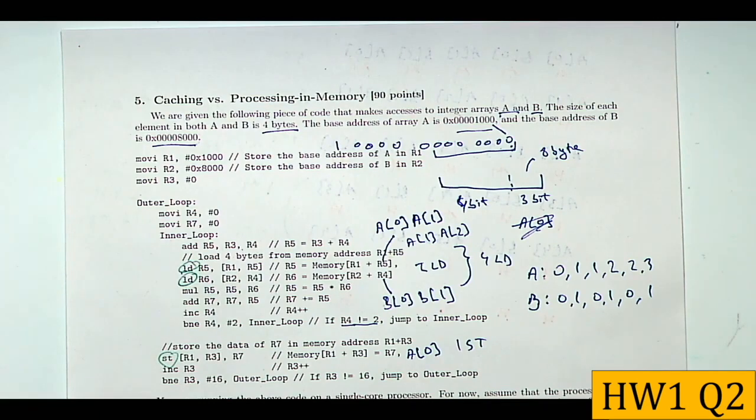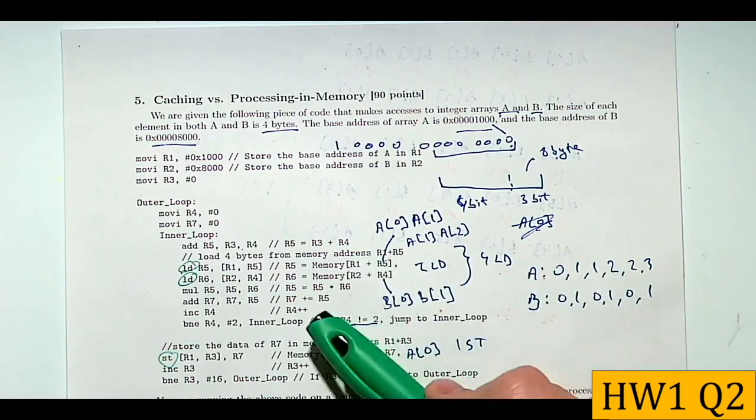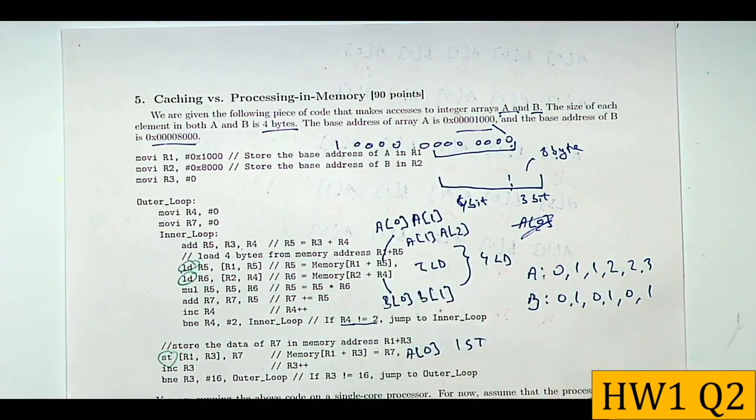Okay, yeah. So here, we also have a mistake in the code, I think. Yeah, I agree with that. So here we should increment not by 1, but by 4, basically.